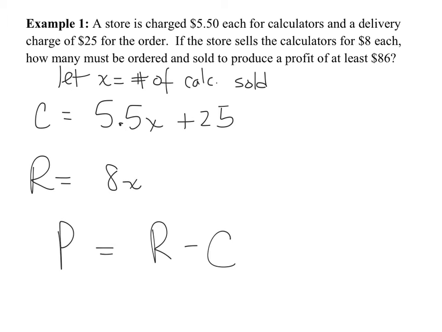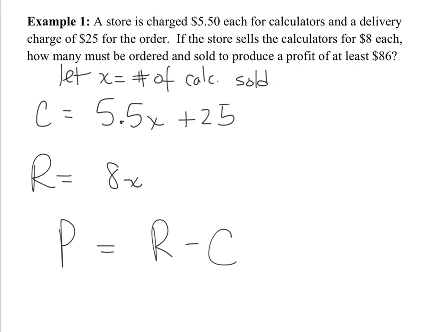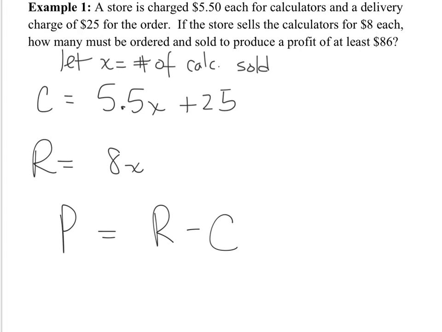Now, what was our problem, though? Our problem says, how many must be ordered so that we produce a profit of at least $86? How do I write that statement? I want the profit to be at least $86. Think about the chapter 2 topic of inequalities and how that relates to this. Profit is greater than or equal to 86. Exactly. Profit must be greater than or equal to 86.